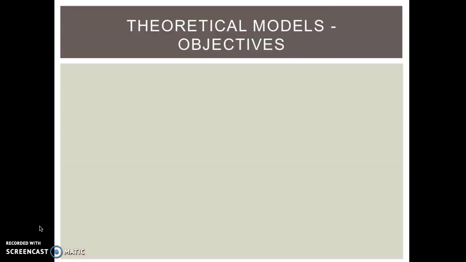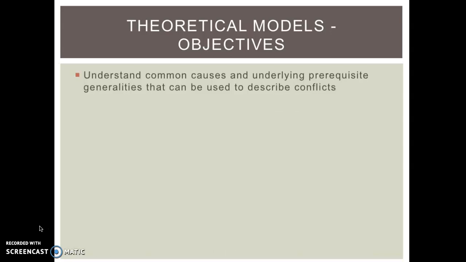So let's talk about what is a theoretical model supposed to do? Well, we're going to create a general graph or a kind of description that could be used to understand various conflicts. And that's essentially what a theoretical model tries to do, is to create a general description that would apply to various examples. And in doing so, we're going to be able to understand common causes and the underlying prerequisite generalities that can be used to describe conflicts.